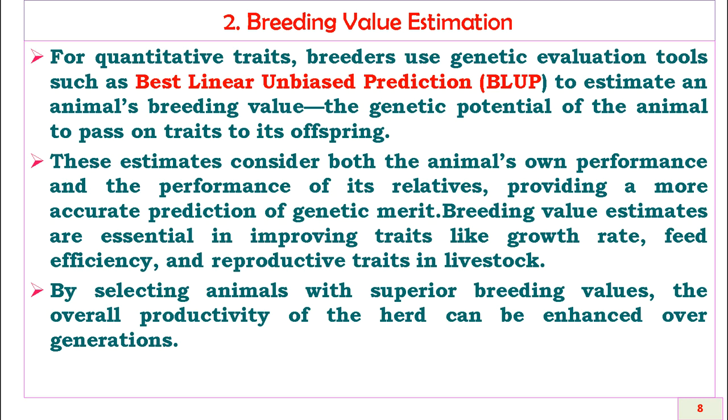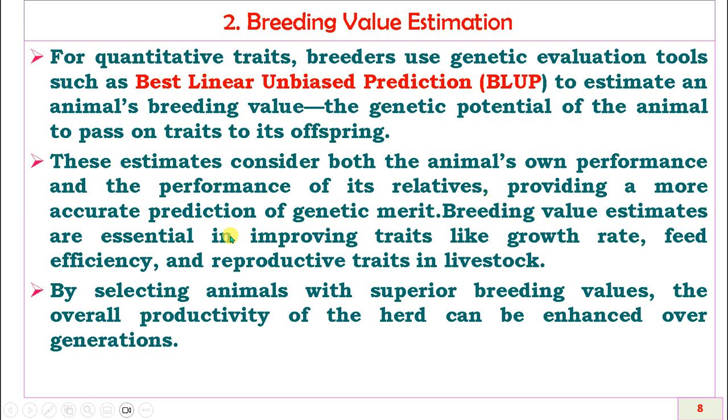Whereas the second one is the breeding value estimation. We need to have certain parameters on the breeding value. So what is this? For quantitative traits, breeders use genetic evaluation tools, the best linear unbiased prediction, or BLUP, to estimate an animal's breeding value. The genetic potential of the animal is always considered. So the estimates usually consider both the animal's own performance and the performance of its relatives, providing a more accurate prediction of genetic merit.